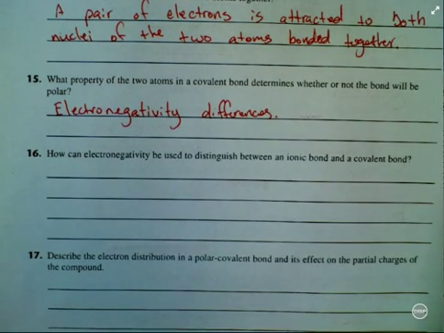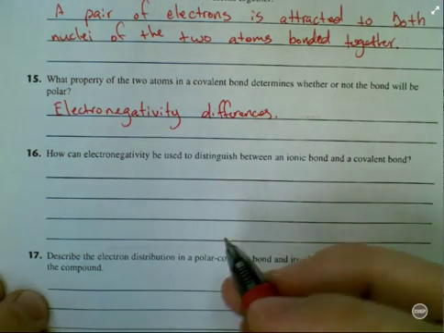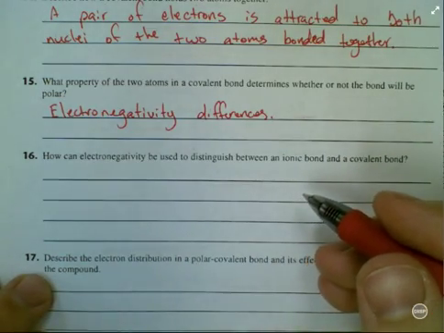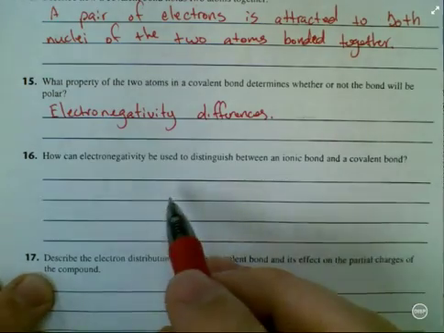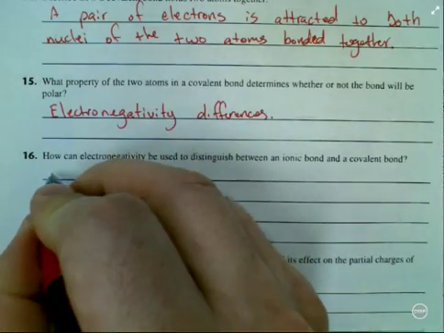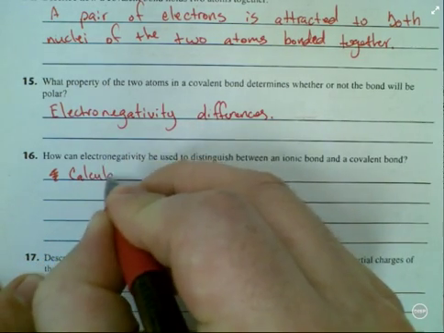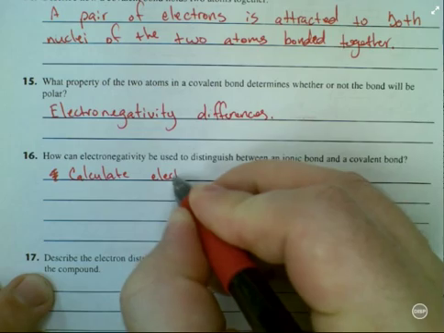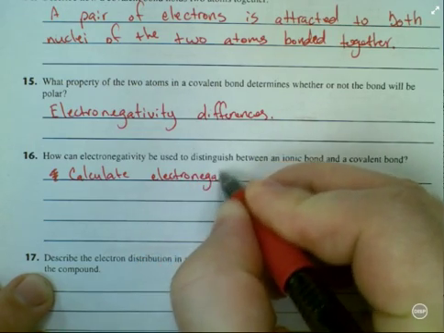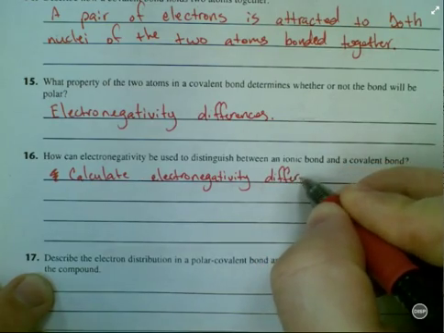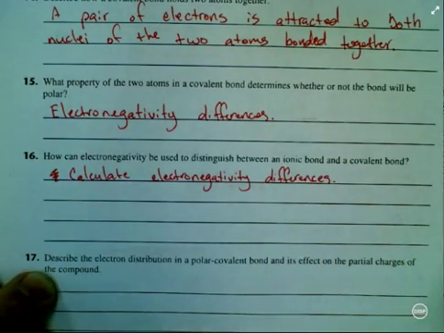16. How can electronegativity be used to distinguish between an ionic bond and a covalent bond? Well, here we go. We have our different ranges. Again, we've gone over this, try to hit this pretty hard. This is where you start to use that. You're going to find, let's use the word calculate. It's a better word. Calculate electronegativity differences. Okay, first step.